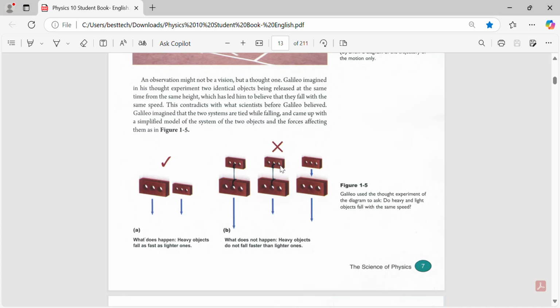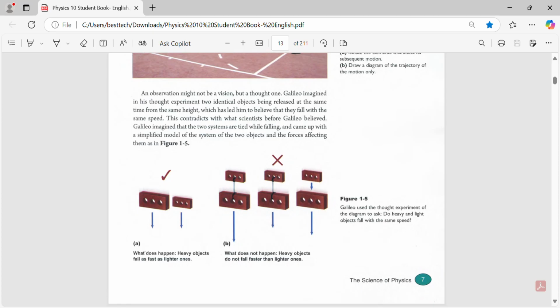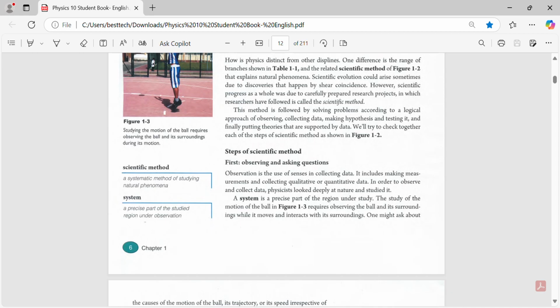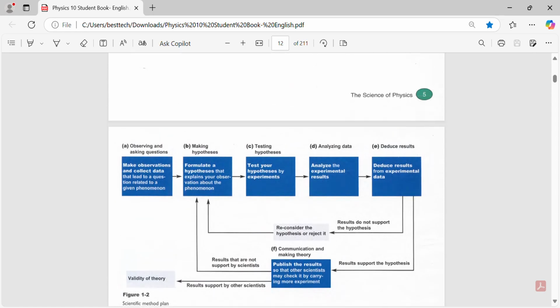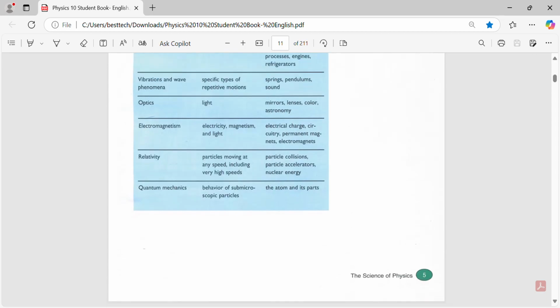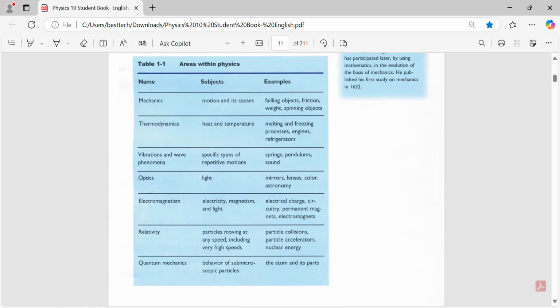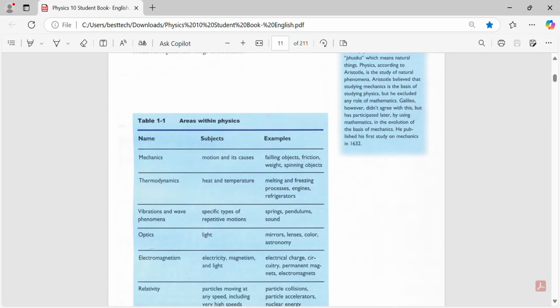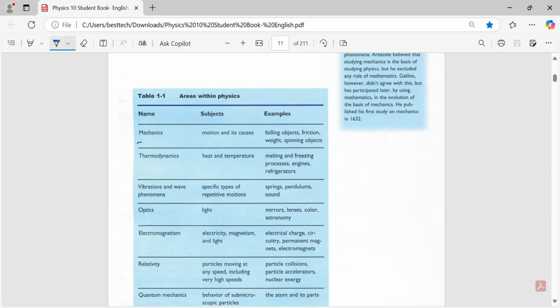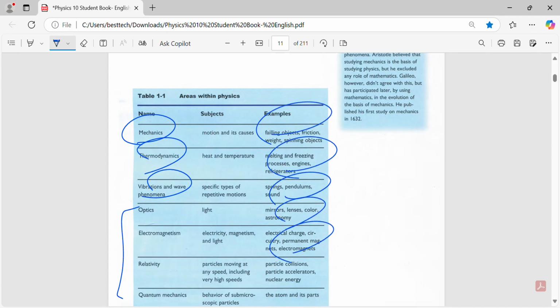Guys, in the previous lesson we studied the scientific methods and the types of physics, and even solved some examples. So for 2-3 minutes, we're going to review what we studied. We studied the types of physics: mechanics, thermodynamics, vibrations, optics, electromagnetism, quantum mechanics, and their examples too. We studied that some of them are important.